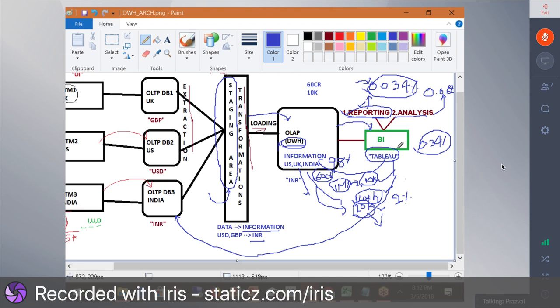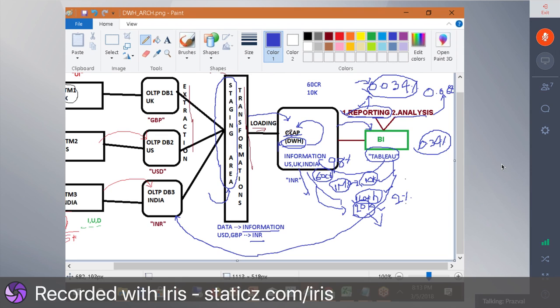So here is where Tableau comes in. Tableau is a BI tool. It performs reporting as well as analysis. The reason this data warehouse is also known as OLAP. This data warehouse is also known as what? OLAP. What is OLAP? OLAP stands for Online Analytical Processing System. What will OLAP do?